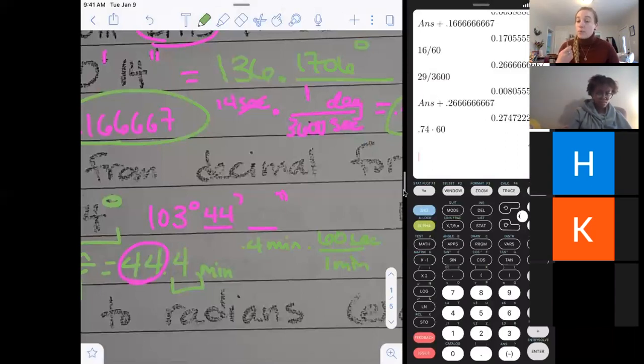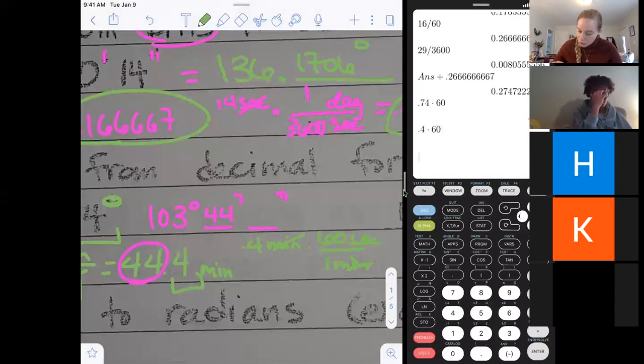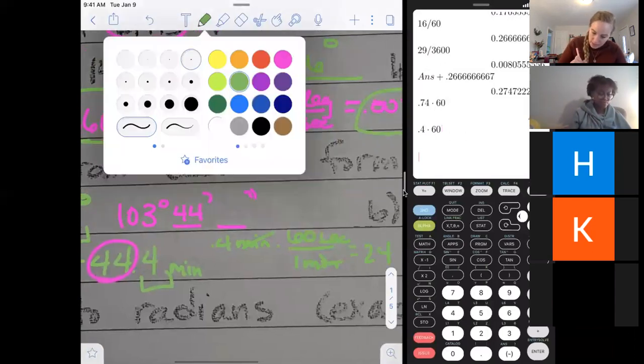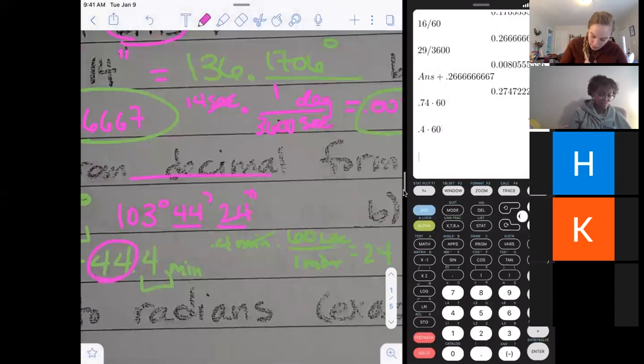Before we were dividing, now we're multiplying in order to get rid of my units. In here, we do that in between step to minutes before we go to seconds, just because we need to know what the decimal is for minutes. When we go from seconds, we can go directly to degrees, but we can't go vice versa. So when I do 0.4 times 60, I get 24. So 24 seconds is my answer. 103 degrees, 44 minutes, and 24 seconds is our whole answer.